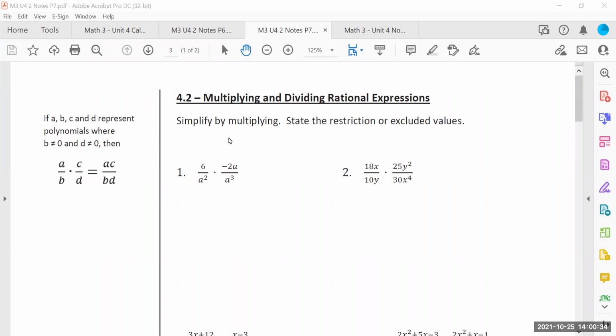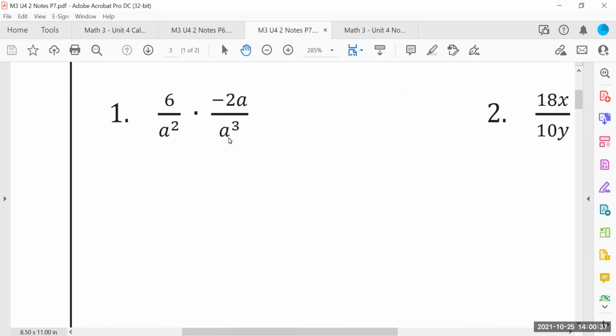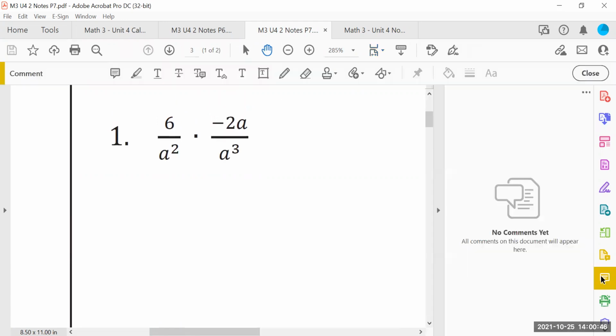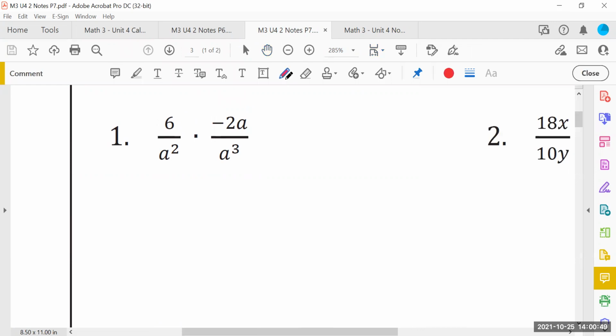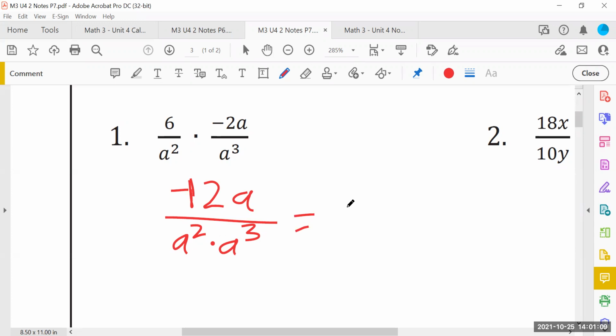So let's try this. Number 1. I'm going to multiply the top two. 6 times -2 is -12. We will need to put the a there. So -12a over a squared times a to the third. And so really that's going to end up being -12a over a to the 5th power. Does that make sense? -12a over a to the 5th power.